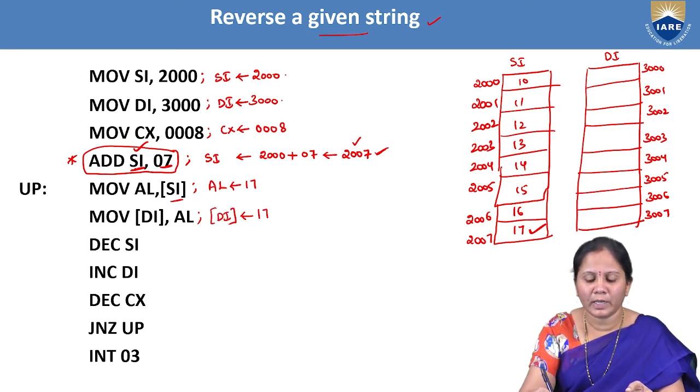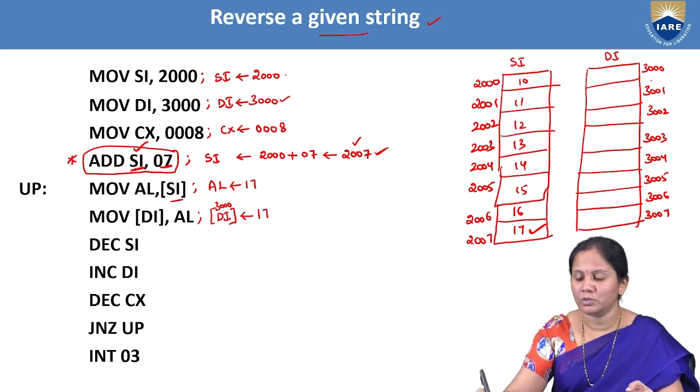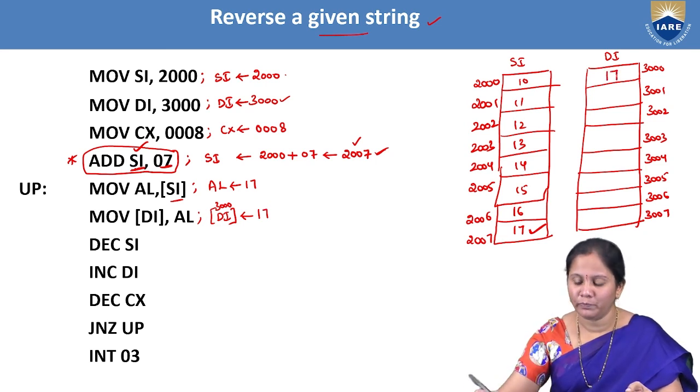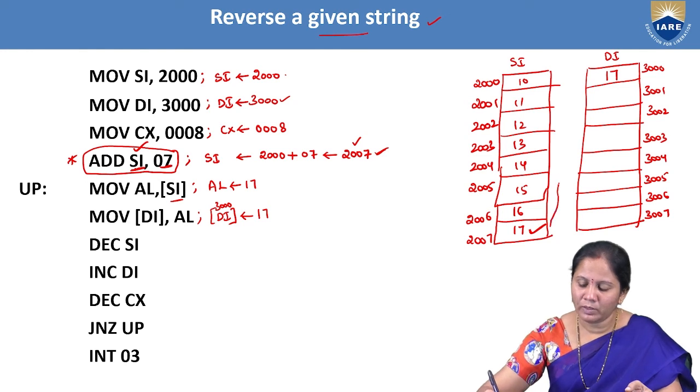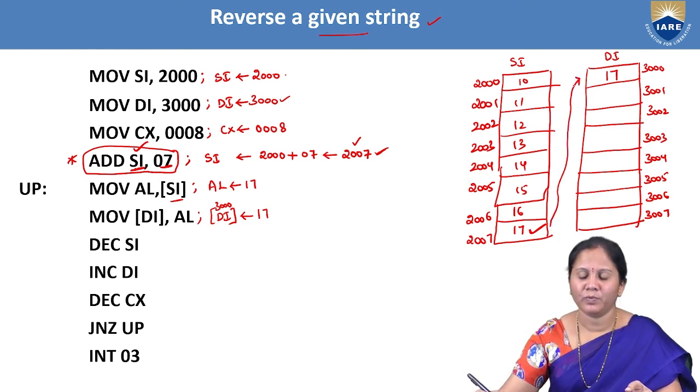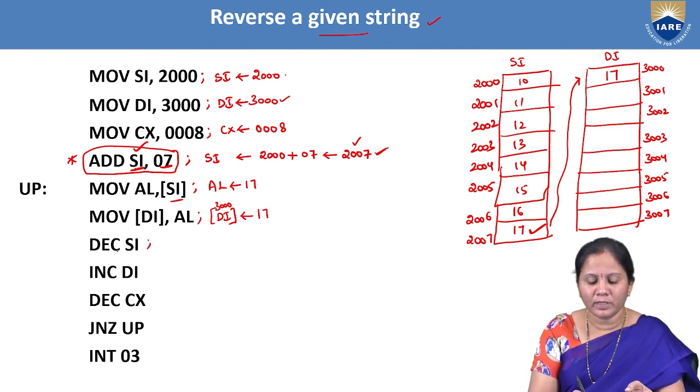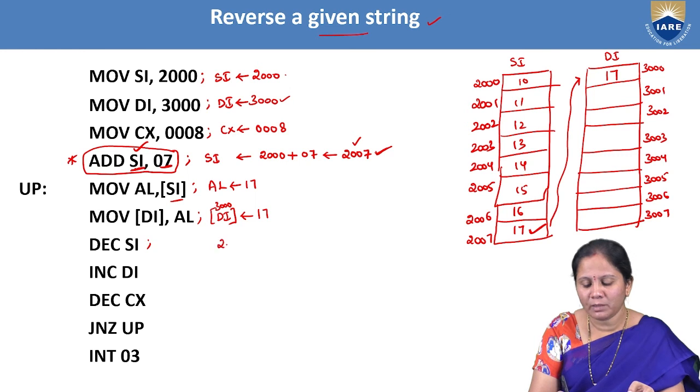Up to now the value of DI is 3000, so it will be moved into the 3000 location. So the 17 value will be moved into the 3000 location. So here comes 17. The last value will be going to the first one in the DI register. And here the DEC SI instruction is there, so the SI value will be decremented by 1. Previously the value of SI is 2007, it will be decremented by 1 and it becomes 2006.